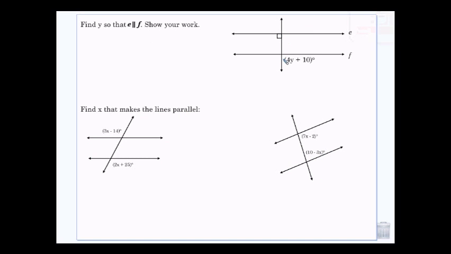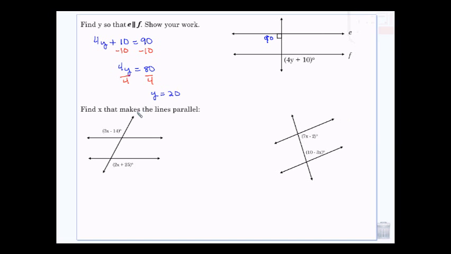If we're perpendicular to one line, we have to be perpendicular to the other in order to be parallel. So that's 90. So I'm going to set this equal to 90. So 4y plus 10 is equal to 90. And subtract 10 from both sides to get 4y is 80. And then divide by 4. So y is 20. And again, you can check your work by plugging 20 in and making sure this equals 90.